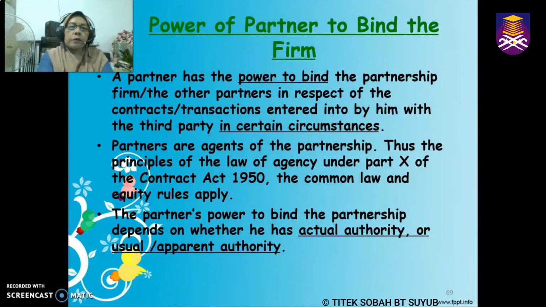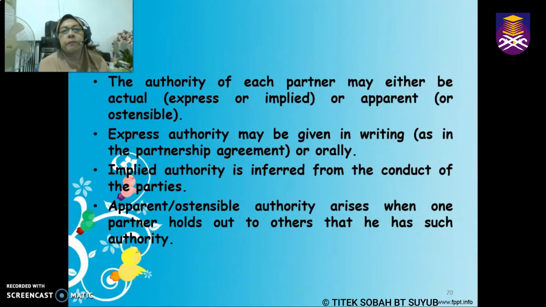So we know that partners are agents of the partnership. This is settled under Section 7 of the Partnership Act. Because of that, the principles of the law of agency under Part 10 of the Contract Act 1950 and the English law of equity will apply. The partner's power to bind the partnership depends on whether they have actual, usual or apparent authority.